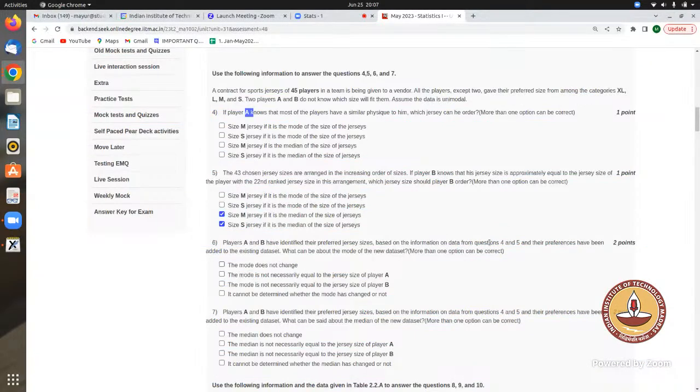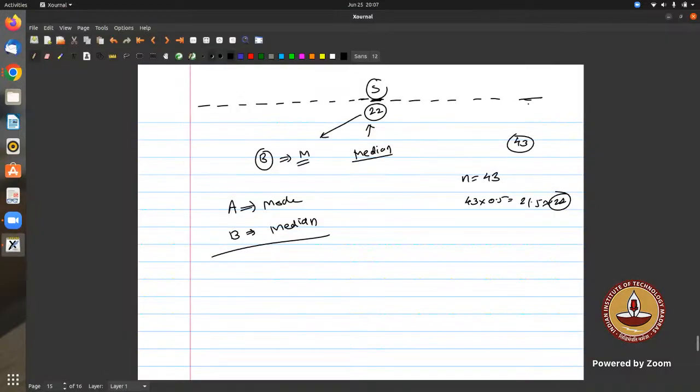Okay, and their preferences have been added to the existing data set. The existing data set comprises 43 players. If I add A and B, their preferences have been added, so now the data set is of 45 players. Now, if it has to be a mode, how many players should be there to become the mode, since it is unimodal data, right?